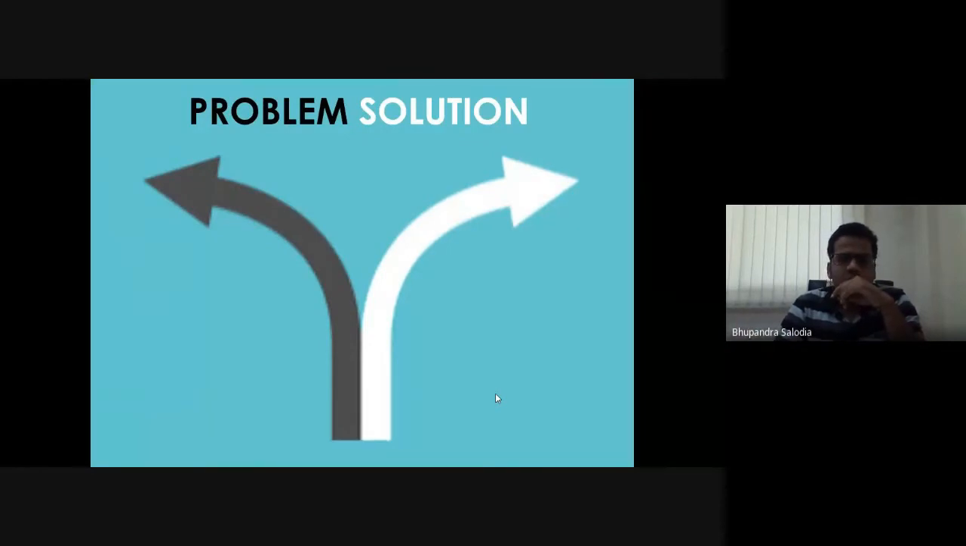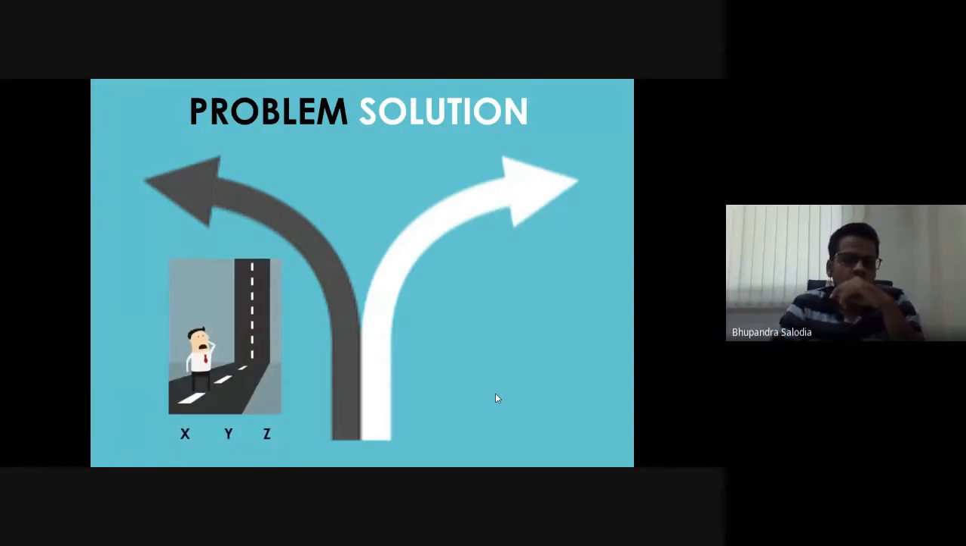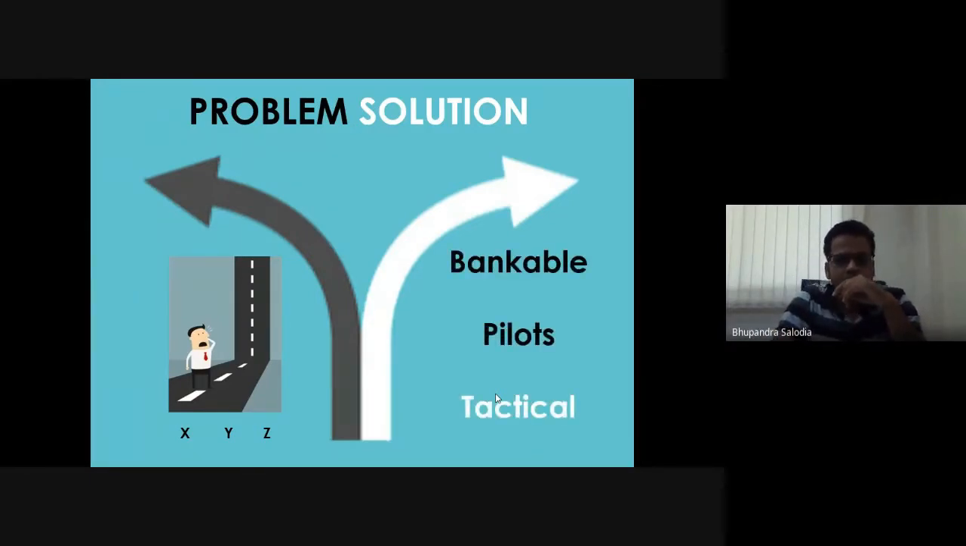I told here some words like problem and solution. So what are this problem and solution? Problem can be anything. XYZ is a problem, just like this white shirt guy having a problem to reach some place where this vertical road is going. The solution can be bankable, pilot, or tactical. Solutions also can be anything, but these are the most probable ways we think about solutions: bankable project, pilot, and tactical.